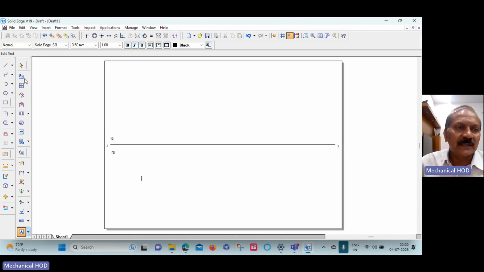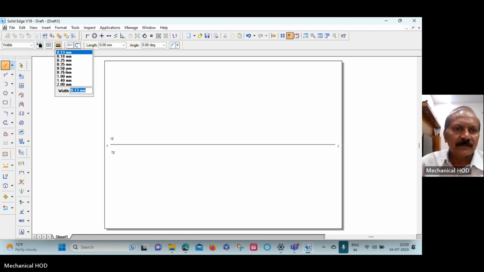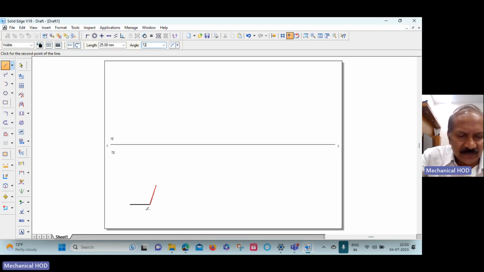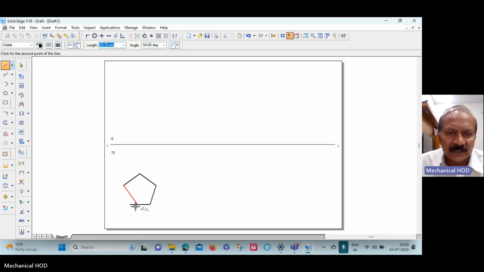Whenever you want to draw the pentagon, always start with the horizontal line. 25 mm length, first angle is 0. Next length is 25, second angle is 72 degrees. Next length is 25 mm. Next angle is 72 into 2. Next length is 25. Angle is 72 into 3. Then join here.